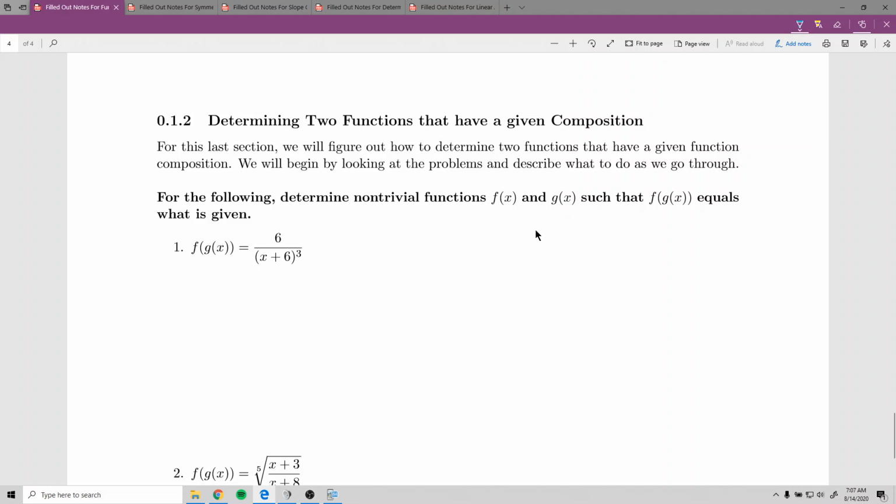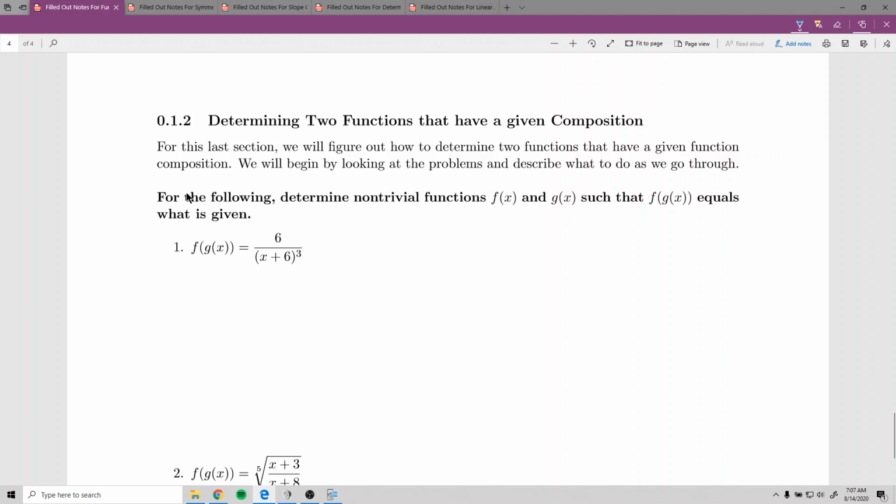So the last section here is determining 2 functions that have a given composition. For this last section, we will figure out how to determine 2 functions that have a given function composition. We will begin by looking at problems and describing what we do as we go through, because it's kind of hard to explain beforehand, like before.